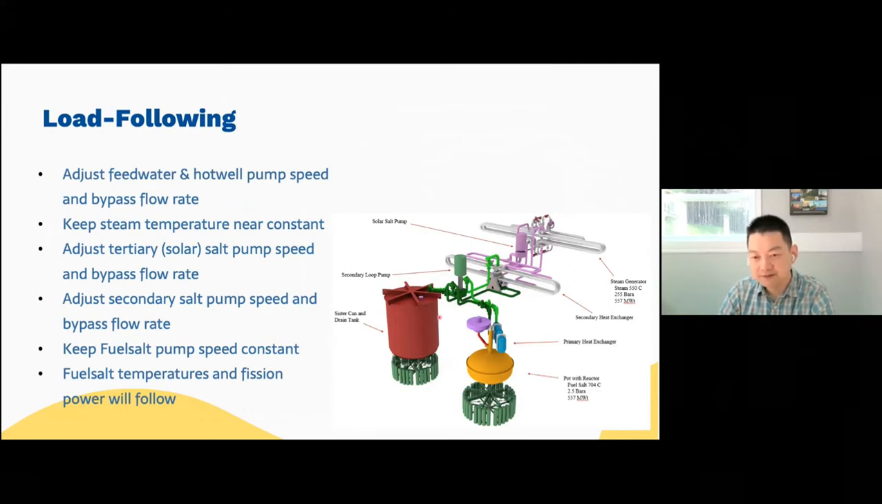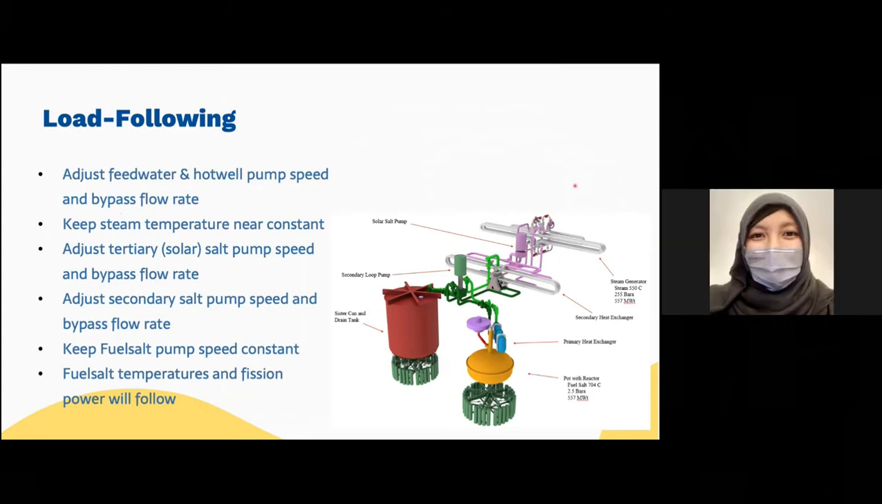So in the picture on the right, as you can see, there are two cans. Of course, one is in operation and the other one is in a cooling down state. Let's assume this one is in operation. This is the primary loop here. And then there's a secondary loop, tertiary loop or solar salt loop, and then the steam cycle. So how do we follow the load? First of all, we adjust the feed water and hot well pump speed and bypass flow rate for the steam cycle.